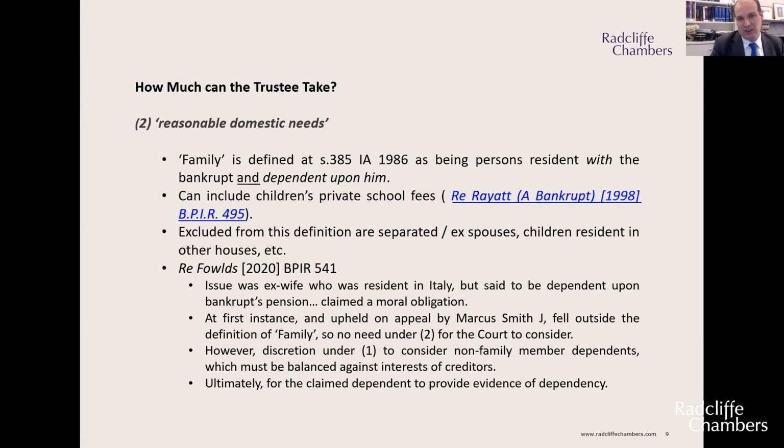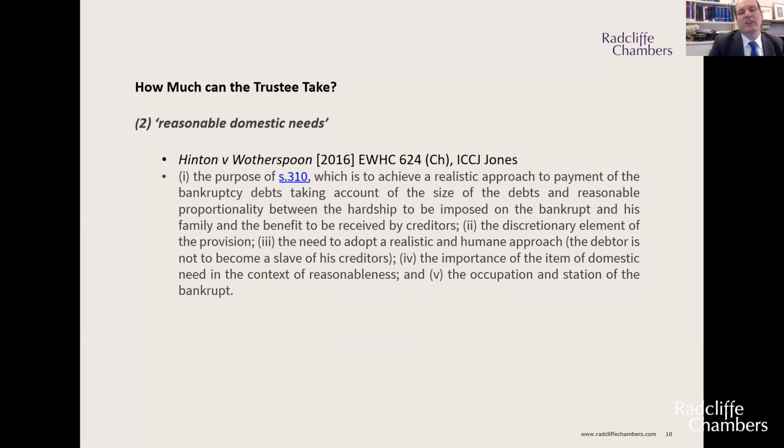If you are making an application for an IPO, or even more importantly, if you're trying to resist it, you have to put in cogent and strong evidence as to what reasonable needs might be and why no alternative sources might be found for funding if you're claiming dependency. In this case, the bankrupt and his former wife failed because they put in no evidence of her actual dependency beyond a bare assertion of the bankrupt. So there must be evidence of the person claiming dependency, of their dependency, and what their other needs and resources might be. You must do that.